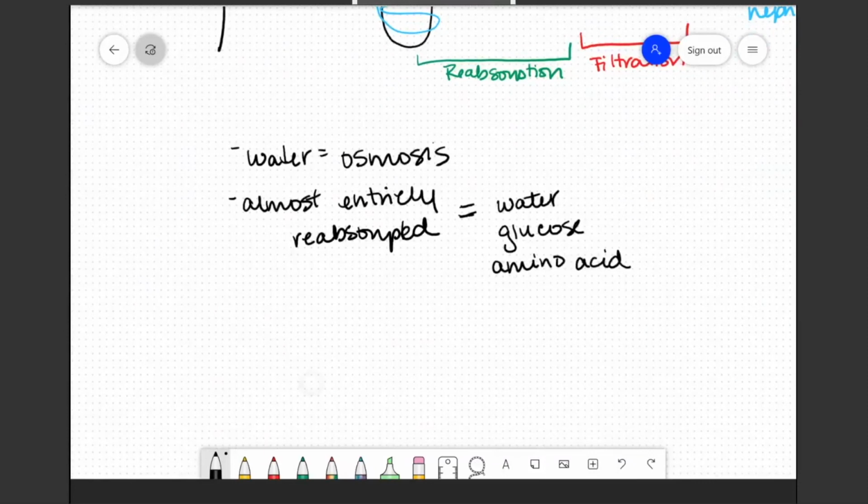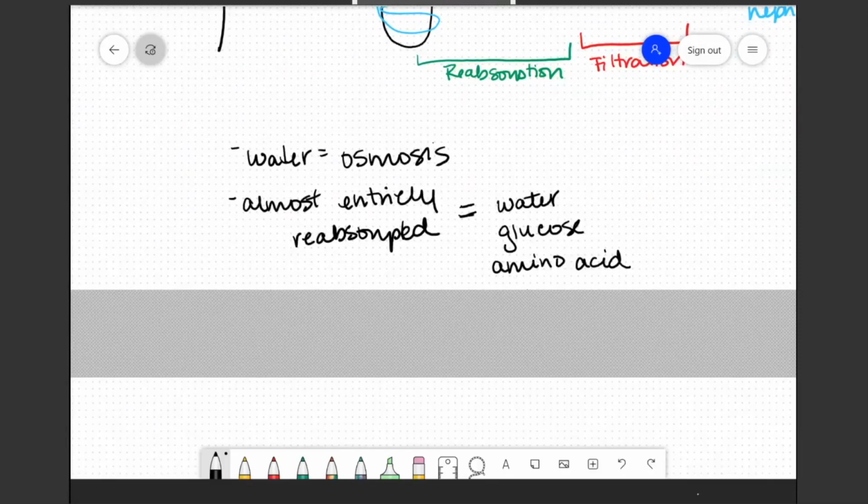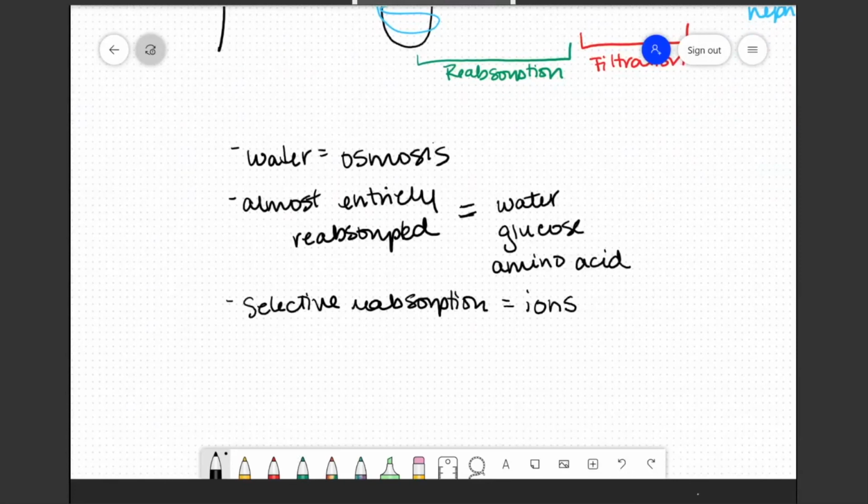There are some things that are selectively reabsorbed. Selective reabsorption: depending on if your body needs them, you will reabsorb them. A good example of this is ions. If you've been working out and your body needs to maintain your ions and not get rid of them, you will reabsorb your ions. If you have done nothing but sit on the couch and eat a bag of chips, you've got a lot of ions in your system, your body doesn't need to hold on to them, so it will probably keep them out. So you will have some selective reabsorption.